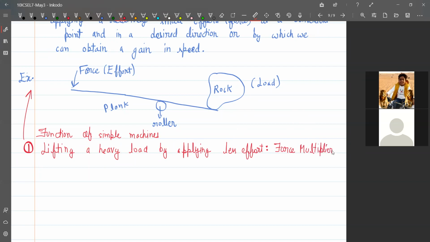And of course, they use the concept of torque. The torque remains the same, but here see the length is smaller. If the length is smaller, the force applied on this rock will be greater. Here the length is larger, so even if you apply a small force, the smaller length you make of this, the larger force you can apply. So the first one is a force multiplier.